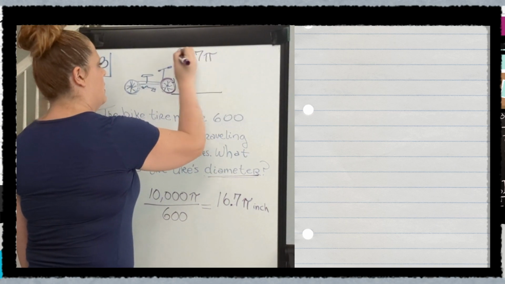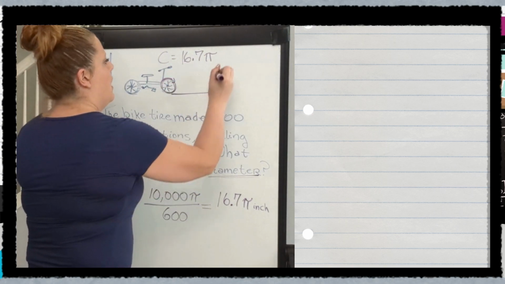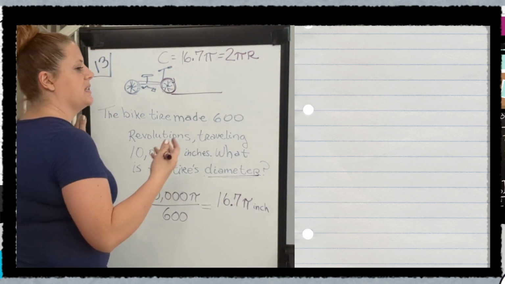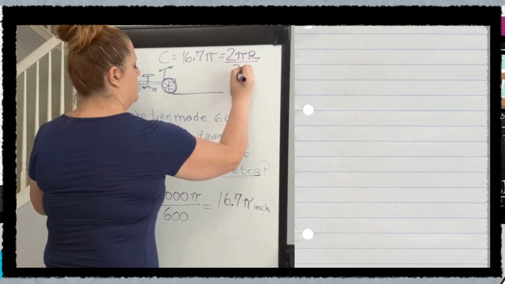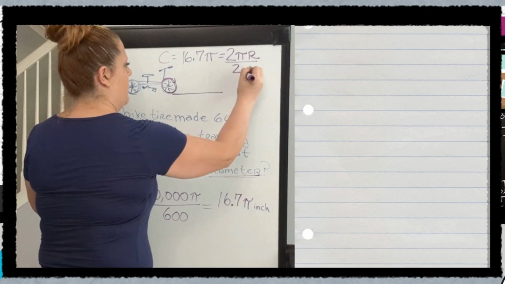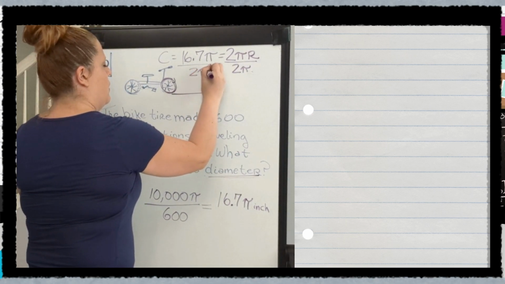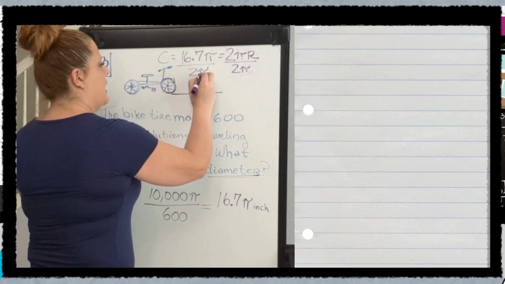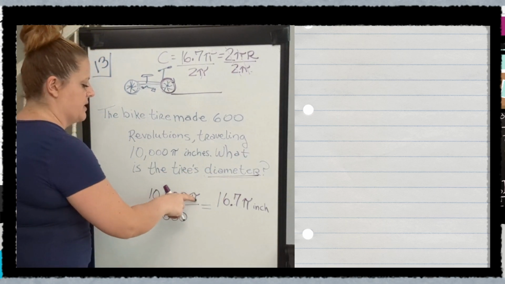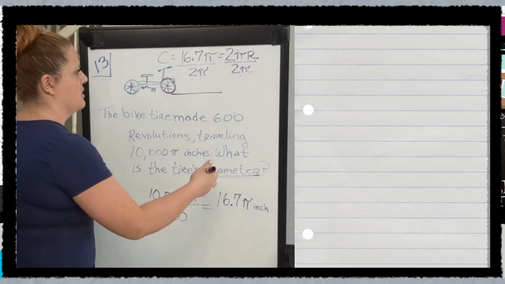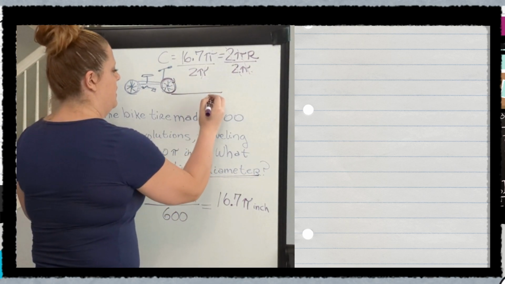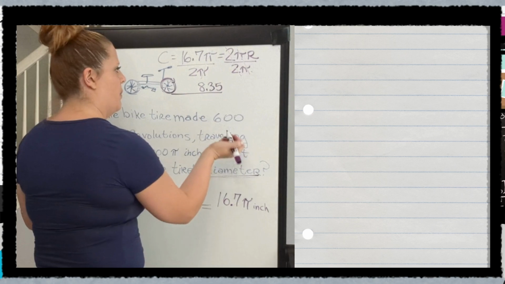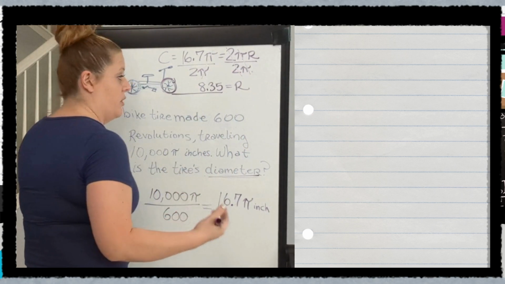16.7 pi is our circumference for this tire. That's 2 pi r. We want to solve for r. Have to divide by pi and by 2, what's being done to r. It's being multiplied. Now on this side, our pi's actually go away. So when I said that was going to come in handy later on, that's why. It actually cancels out. 16.7 divided by 2 is 8.35. No more pi. It is still, however, in inches.